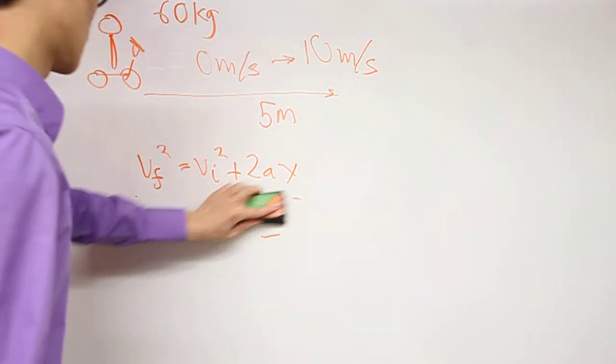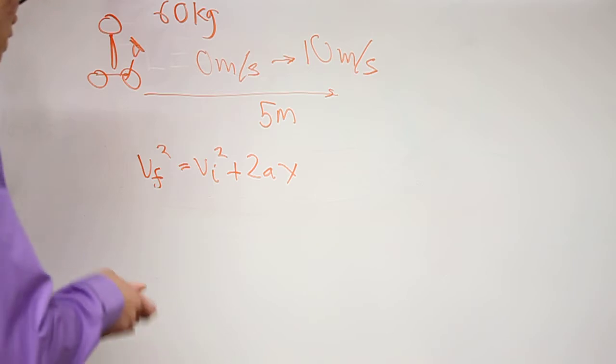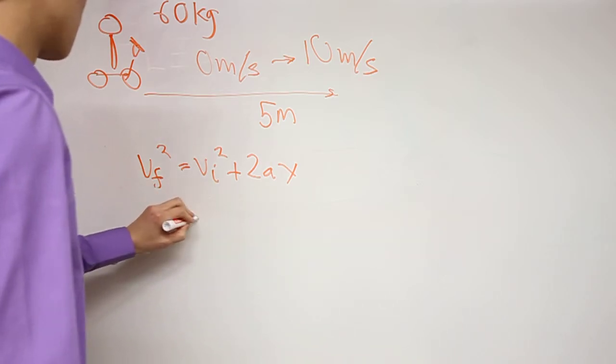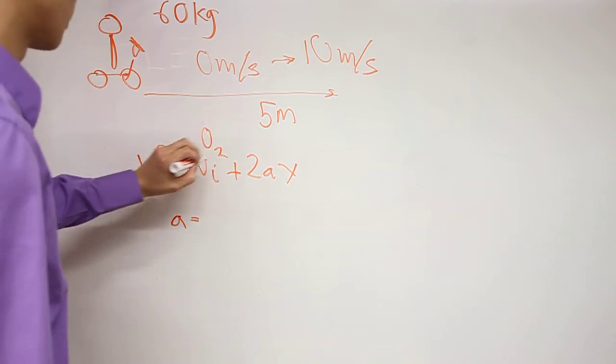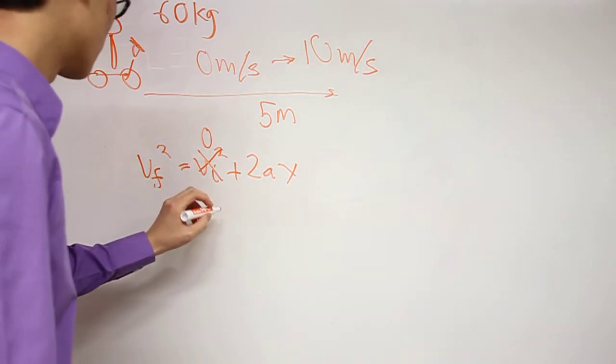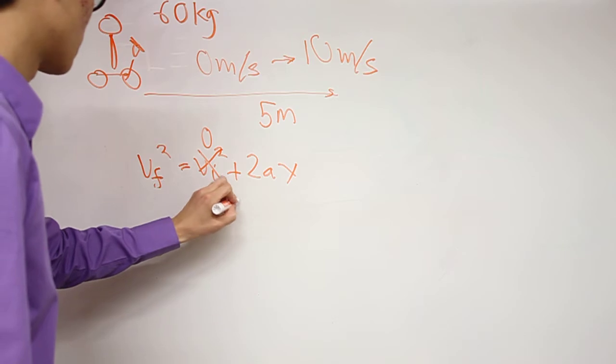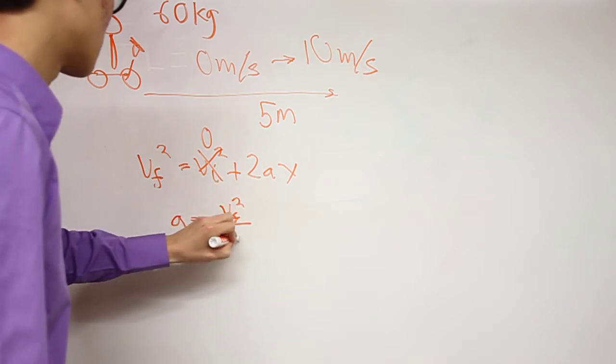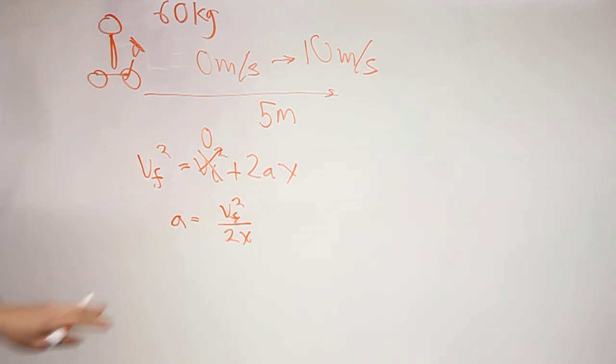So I'm going to take out this step, and I'm just going to rewrite this equation in terms of a. We do know that this is 0, so we can disregard this. But let's keep the rest in variables. So what do we have here? We have a equals v squared over 2x. I'm just going to keep it like that and keep on going.